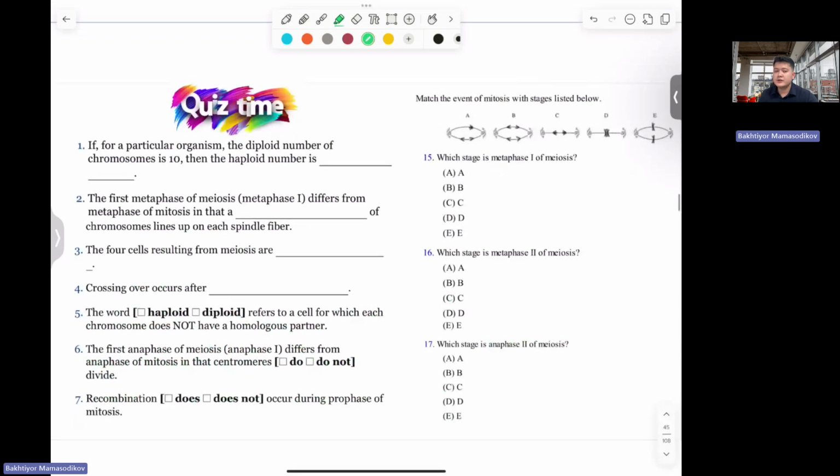So this is the quiz. You can do the quiz on your own. Here I have shown you the quiz. I hope it was understandable.